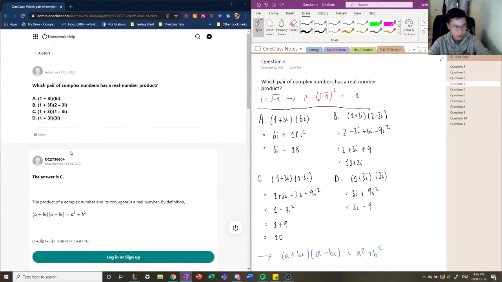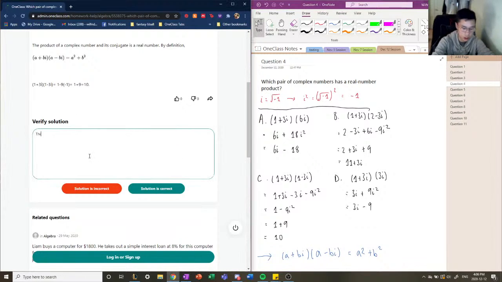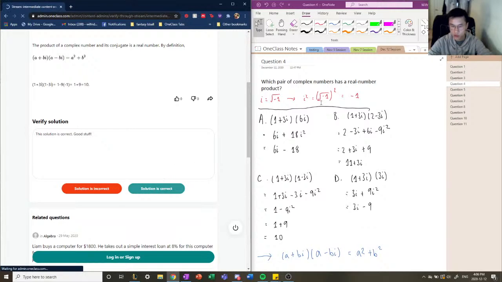So other than that, we have found our answer, which is C, and the junior tutor also found the answer, which is C, so this solution is correct. Good stuff. Cool. All right, let's move on to question number 5.